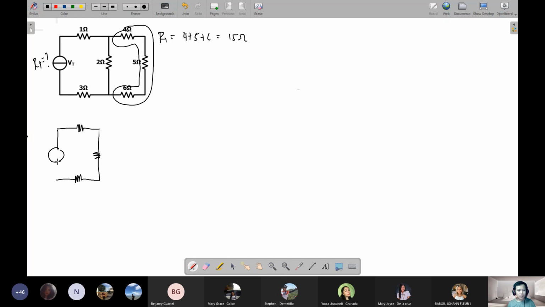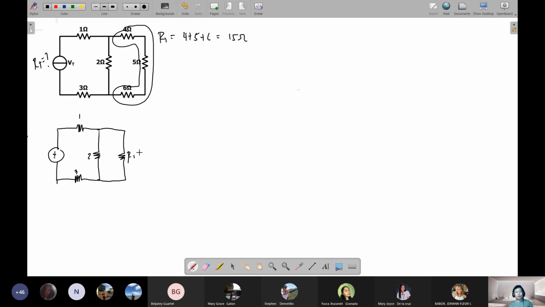Okay, so that is the supply. 1, 2, and 3. Then this one will become a single resistor. Where do you place it? There is the top, the side, or the bottom. It's up to you, as long as it is only a single resistor left. So this is R1.